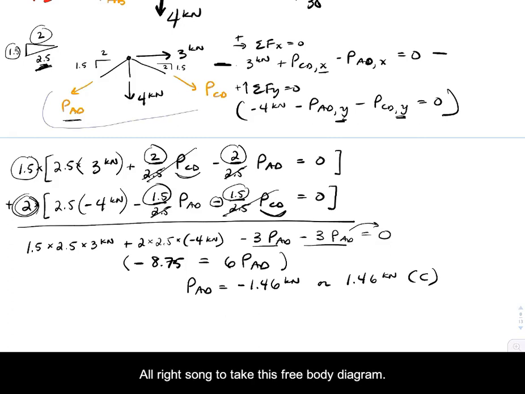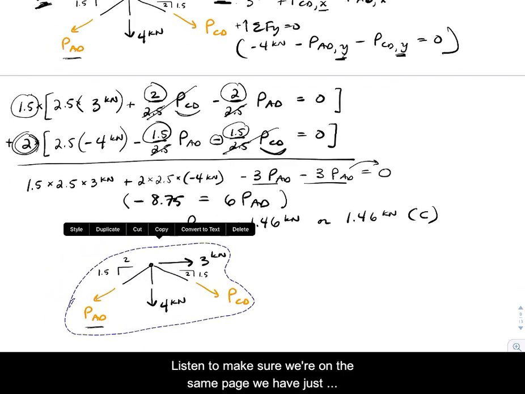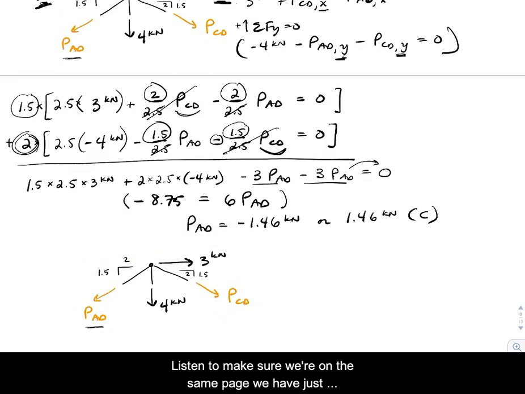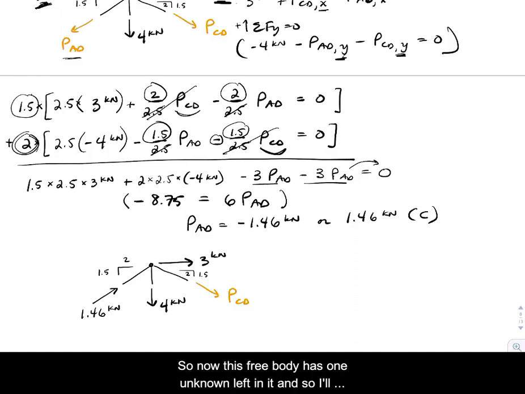All right, so I'm going to take this free body diagram. I'm going to copy it and paste it right down here. And let's just make sure we're all on the same page. We have just found that PAD is no longer an unknown, but it's going that way, 1.46 kilonewtons. So now this free body has one unknown left in it. And so I'll fish out that equation for you.